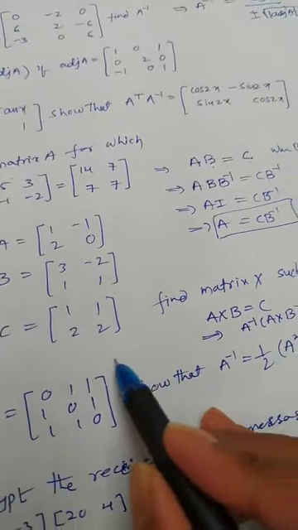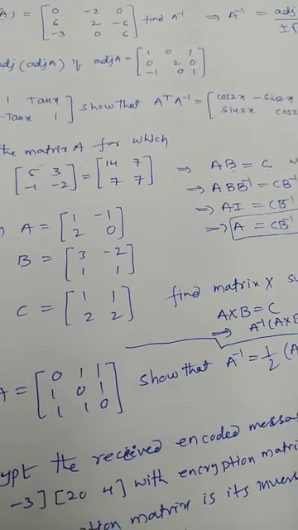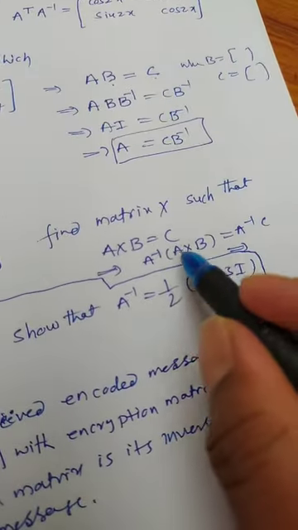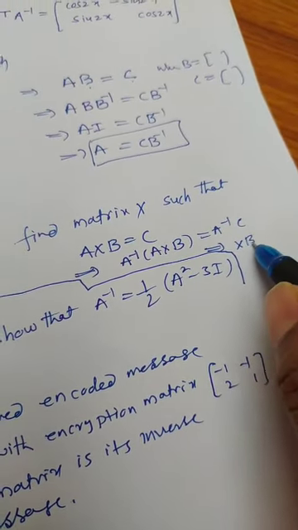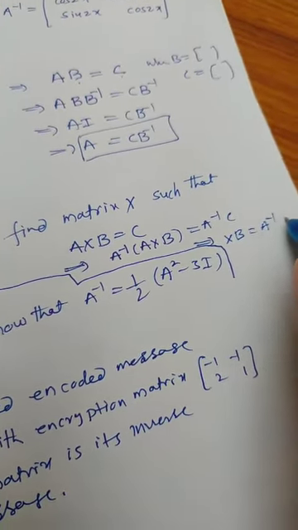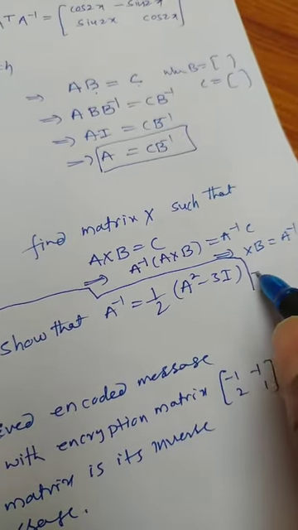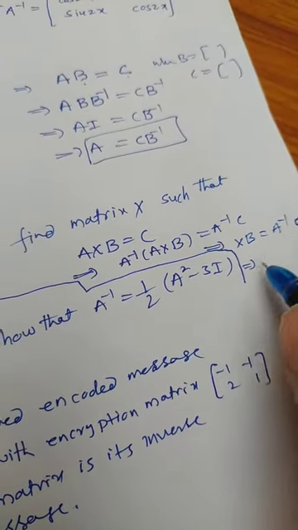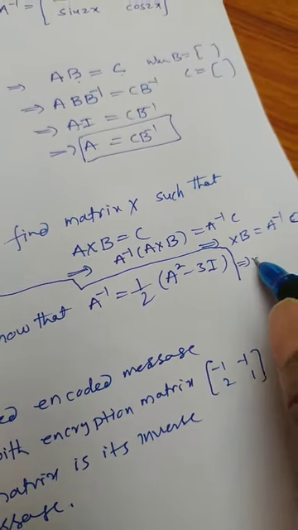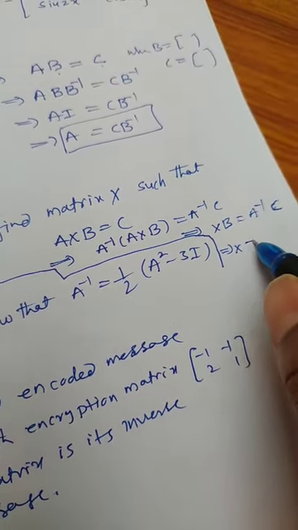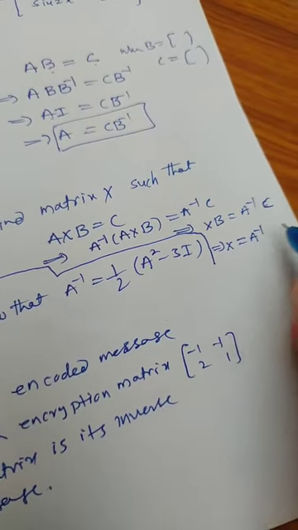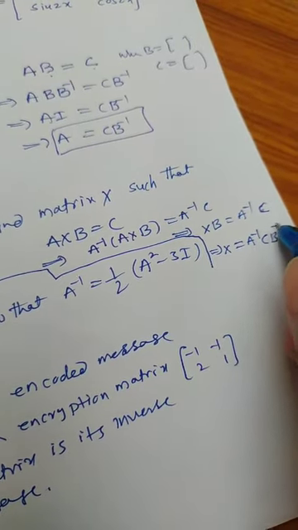Okay. A inverse into C. So here A inverse into A is automatically identity matrix. So you will get on the left hand side X into B equal to A inverse into C. Right. Then post multiply with B inverse to eliminate B. So by post multiplying with B inverse, B into B inverse becomes identity matrix. So you will get A inverse into C into B inverse.